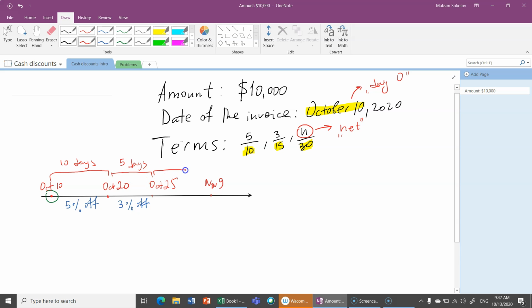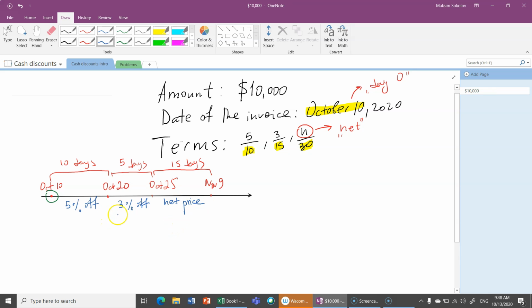And it's 15 days here. It's net price that will be paid since October 25 up to November 9. So October 25, once again, is the last day to get 3% off. October 25 is included to get 3% off. But starting October 26 and up to and including November 9, you must pay net price.